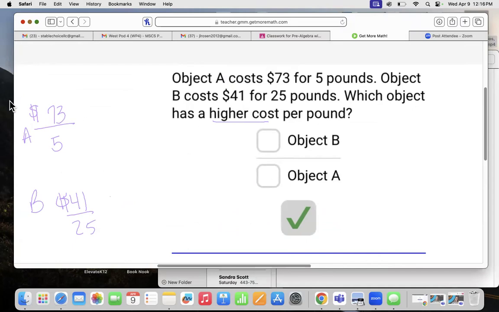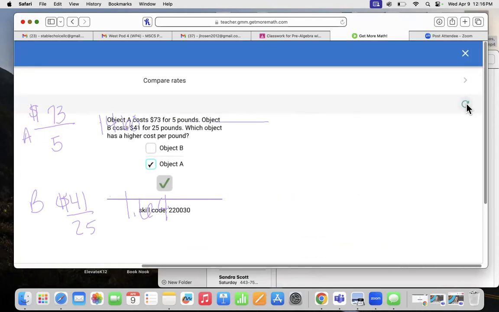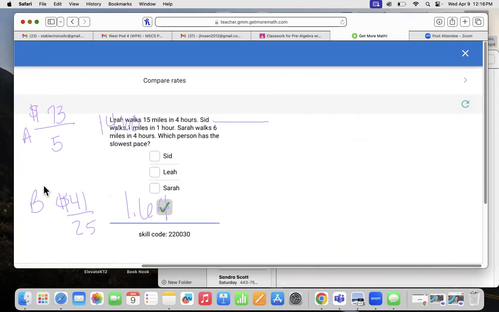If I divide this, it gets me $14.60. And if I divide the bottom one, 41 divided by 25, that gets me $1.64. So my higher cost is going to be A. And make sure you realize this is not in order either. Okay, so slow down, read through it, write your ratios in the same manner. Let's do one more of these together.